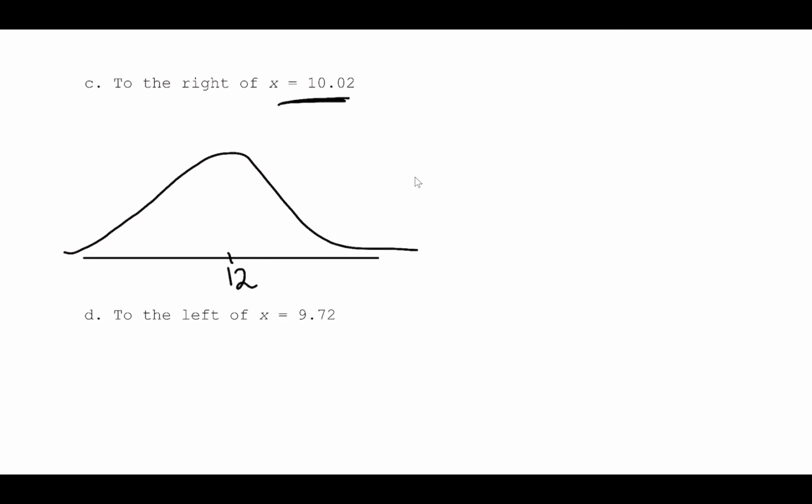All right, so if you look at this to the right of 10.02, if you remember the line at the bottom follows a number line, 10.02 should be to the left of 12 because 10.02 is much smaller than 12. So you put it on the left-hand side. Then, since it says to the right, we shade to the right. All right, so that's it for the shading.